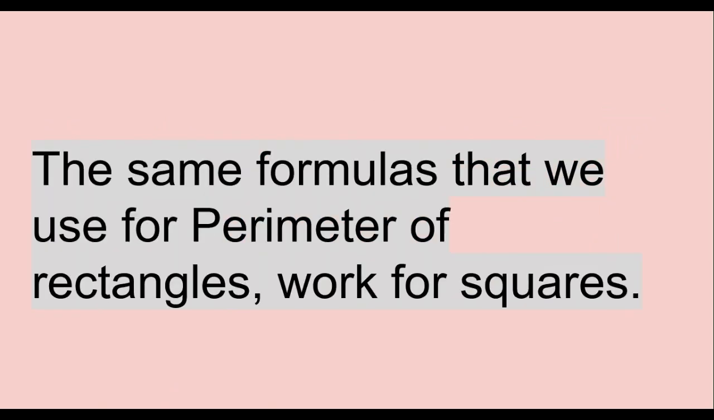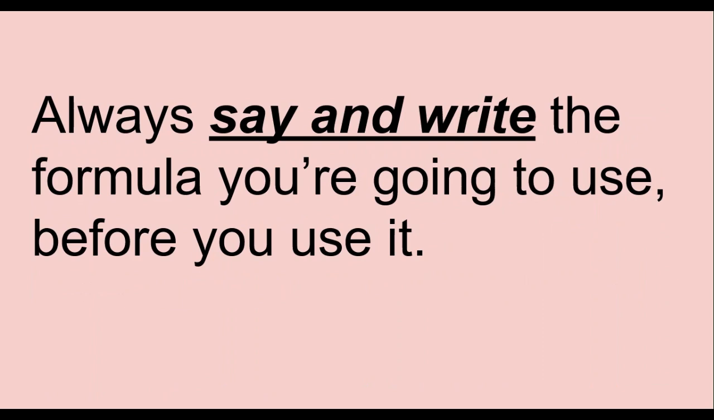Okay, we're back. So the same formulas that we use for perimeter of rectangles work for squares. Do not forget that you're always going to say and write the formula you're going to use before you use it. Squares are a special type of rectangle, just like a Dalmatian is a special type of dog. It's just one type of dog.